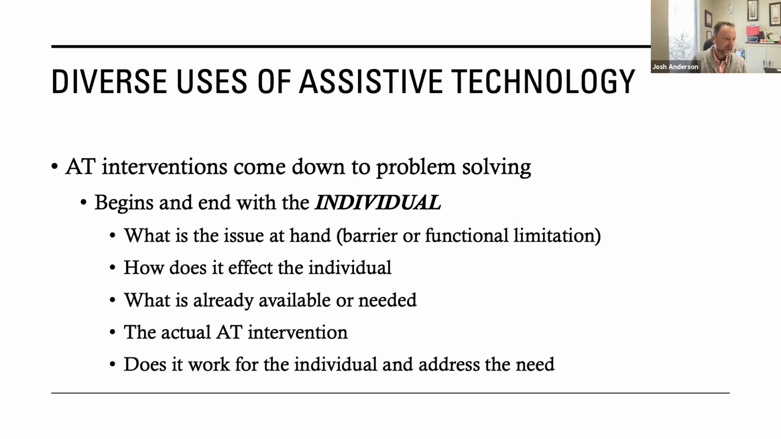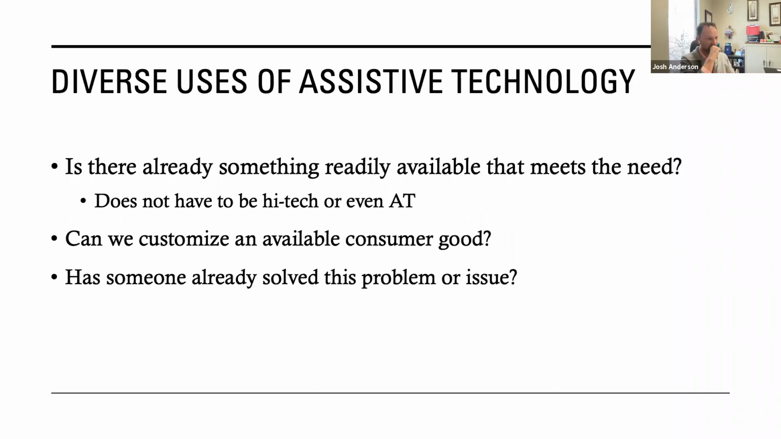The real big thing is that the AT intervention, actually putting the stuff in place, is towards the end. And then of course, making sure that things work and address the need, and then starting all over if you need to. So really problem solving is a huge thing in assistive technology, but the individual is always the most important. The assistive technology we saw with those other things, is there already something readily available that meets the need? Can I go to the hardware store and find something that's going to meet the need? Or is there something high tech, a program or something that's going to meet the need? Or more than likely, are there a bunch of different things I'm going to have to put together to meet the need?